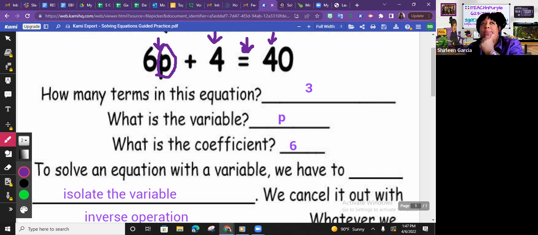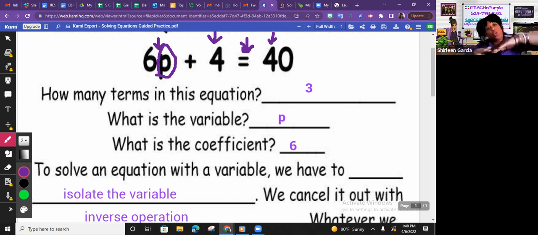If you add 4 cookies and you eat 4 cookies, you get 0 cookies. So to get this by itself, we isolate it by using inverse operation. That means the opposite. So if this is a plus, the opposite of adding is subtracting, okay? That gets it to 0, that makes it go away. But you don't want your equation to look like a seesaw.